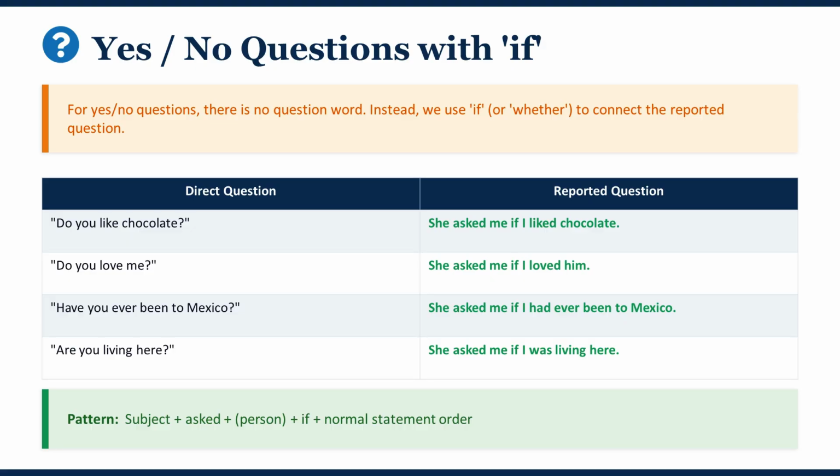The pattern is simple. Subject, then "asked," then the person, then "if," and then the rest of the sentence in normal statement word order. Remember, it is not a question anymore, so do not use question word order.